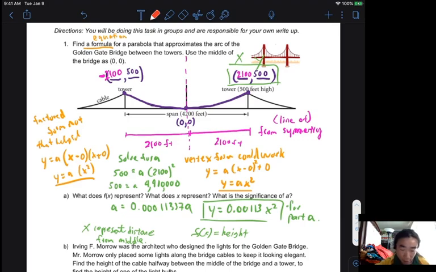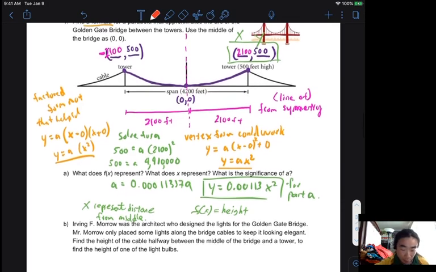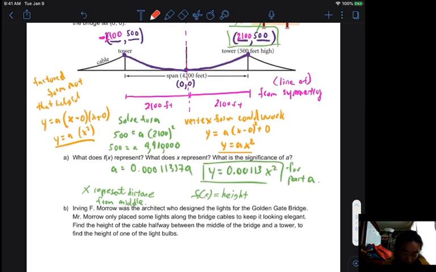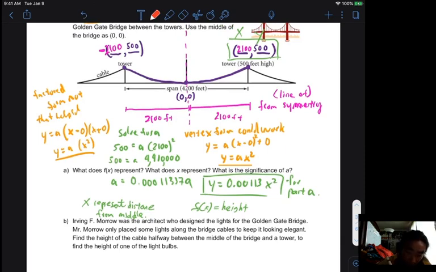Down here, as we scroll down, this person wants to design lights for the Golden Gate Bridge, place some lights along the bridge so that it keeps looking elegant. Find the height of the cable halfway between the middle of the bridge and a tower, and find the height of one of the light bulbs. So in our picture, find the height of the cable halfway between the middle of the bridge and the tower. Now it's just using our equation.